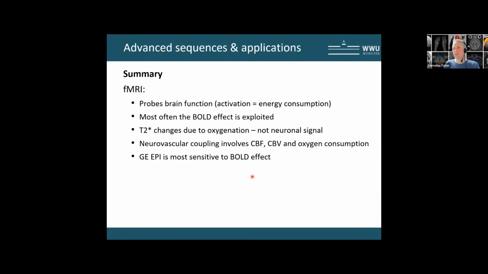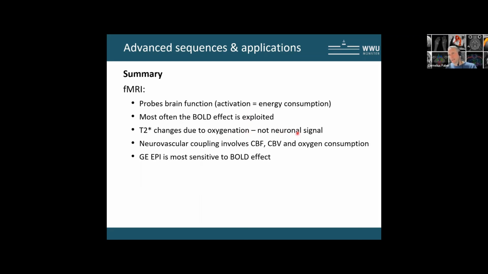So just to sum the fMRI part up. fMRI can probe function of the brain. It basically measures energy consumption by the increase or decrease of oxygen. The most often used effect is the BOLD effect. You can do functional imaging differently, but BOLD fMRI is the method that is used in 90% of the cases. It's based on the fact that T2 star changes if there's oxygenation.